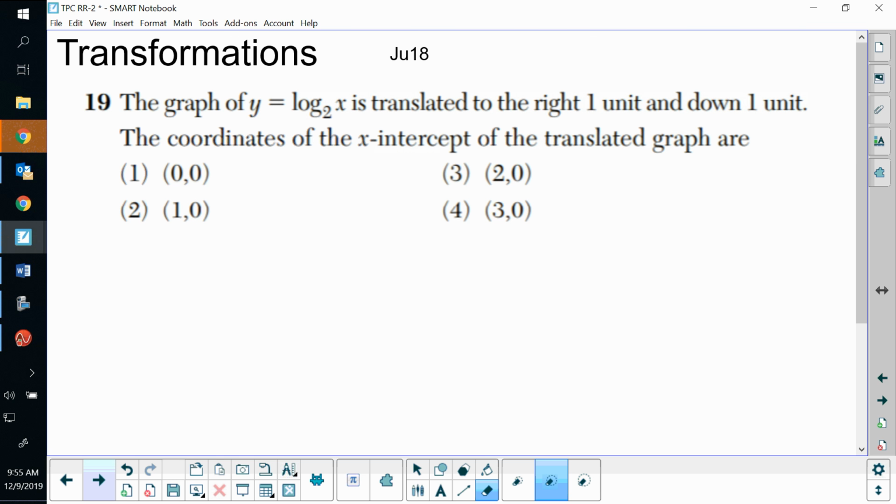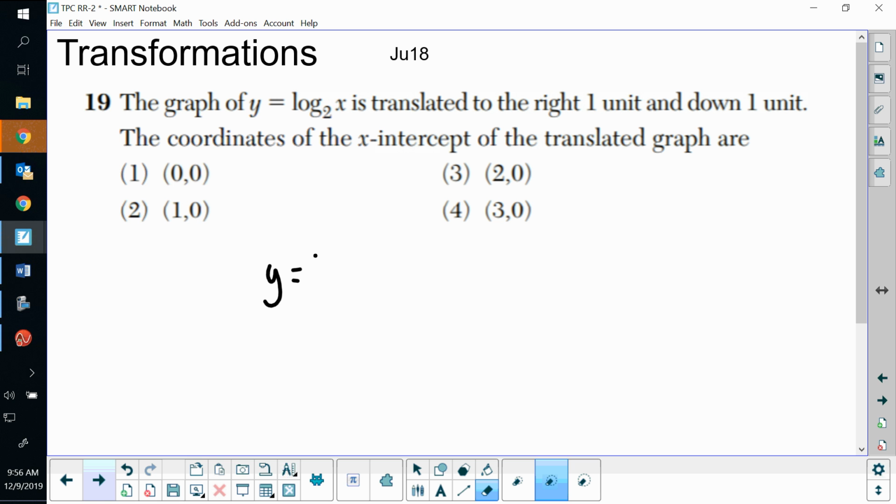All right, we're going to move on to transformations. So we want to look at June 2018, number 19. We'll give you 30 seconds to flip to there in your booklets. June 2018, number 19. So we have a log base 2 of x. It's translated 1 unit to the right and 1 unit down. We want to know what the x-intercept is.